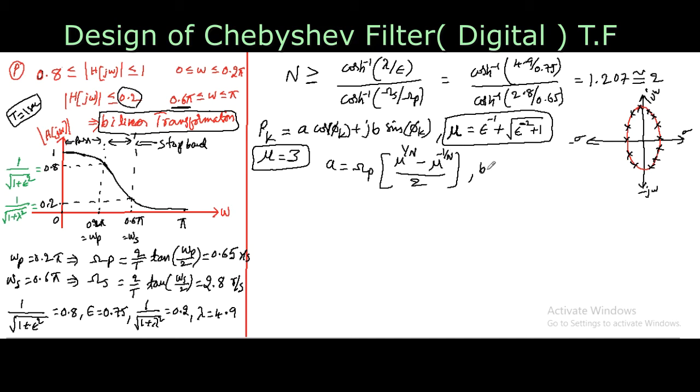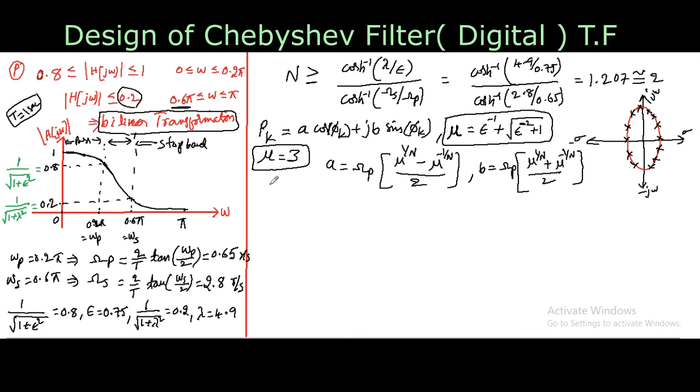Similarly, calculate the B value. The B value uses the same formula, but there you have to write plus. So omega p into mu to the power of 1 by n plus mu to the power of minus 1 by n, by 2. Simple formulas. For A you write minus, and for B you write plus. Then calculate these two values and we will get some parameters.